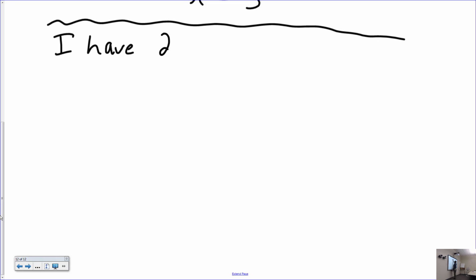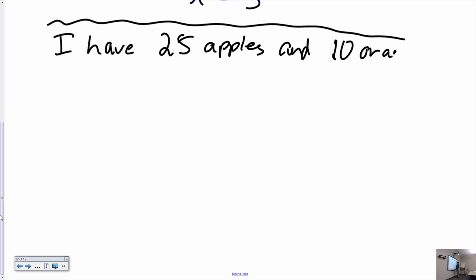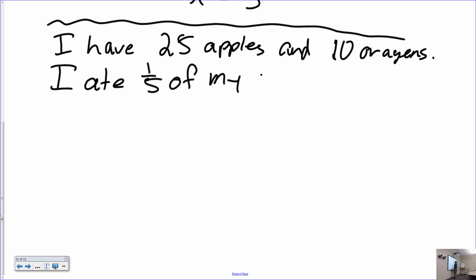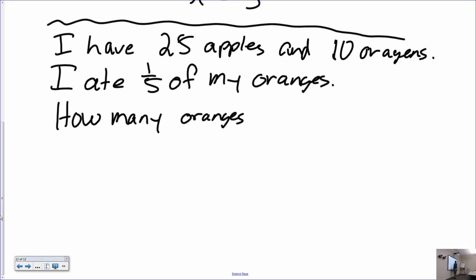I have 25 apples and 10 oranges. I ate 1/5 of my oranges. How many oranges are left?